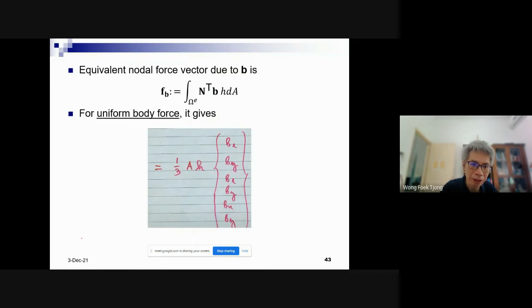So again, the result is this one. The equivalent nodal force due to a body force vector is given by this one, and the result is this one, okay? So it is distributed equally when the body force is uniform.